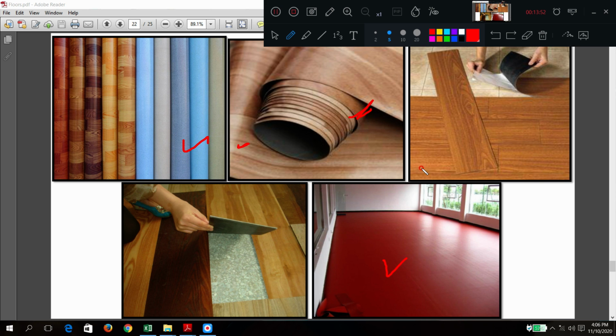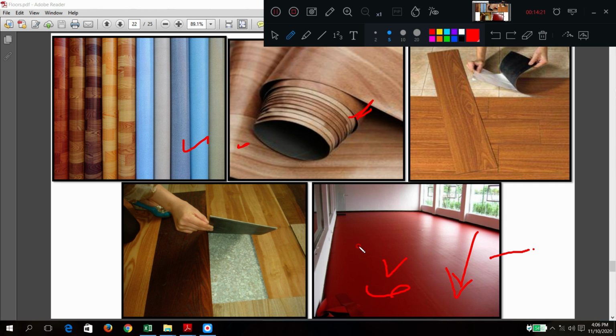So all these types are resilient flooring. Resilient means noise proof. They will absorb the noise. You remember this word. They are very, very smooth. If anything falls on this, they will not make any noise. These are generally used in computer rooms, offices, IT offices. But these are not used in bathrooms, toilets.